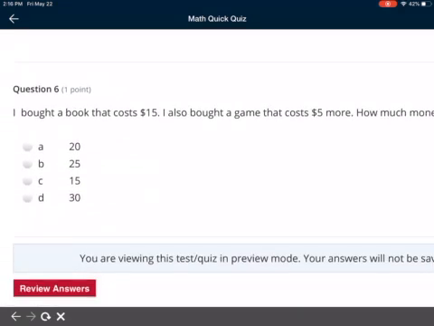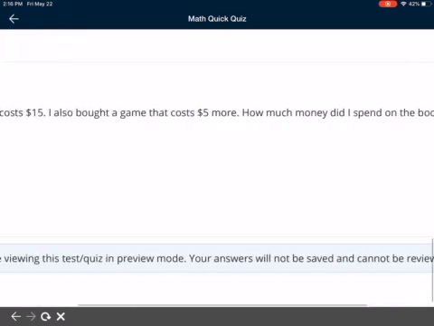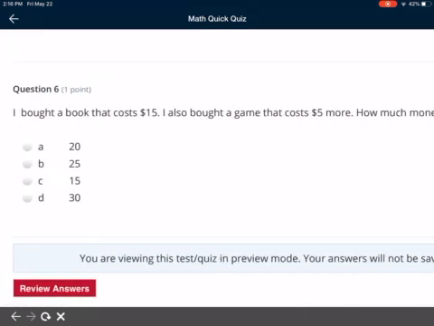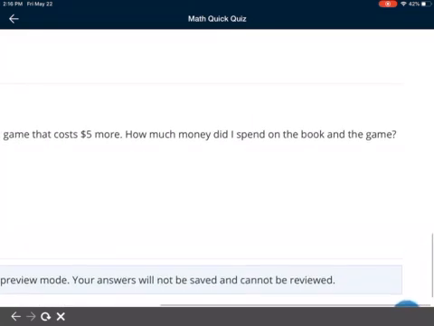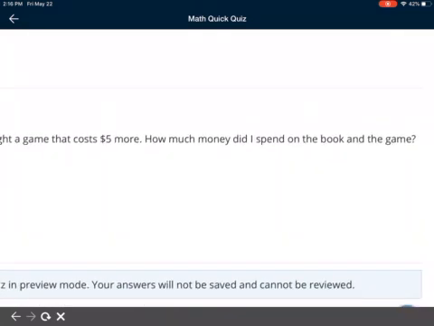Number 6, I bought a book that cost $15. I also bought a game that cost $5 more. How much money did I spend on the book and the game? A lot of people would think that the answer is 20. It's not 20. A book costs $15, a game costs $5 more. That's only part of it, because the last question part says, how much money did I spend on the book and the game together?